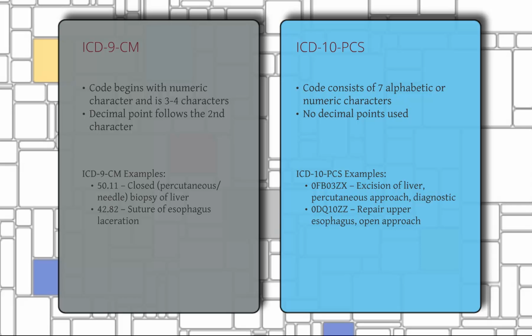For example, if a laceration of the upper esophagus is repaired using suture with an open approach, it would be reported with code 42.82 in ICD-9-CM, and in ICD-10-PCS it would be reported with code 0DQ10ZZ. Notice that in ICD-10-PCS the code does not describe the repair being that of a lacerated esophagus. It merely describes that the repair is performed on the esophagus.